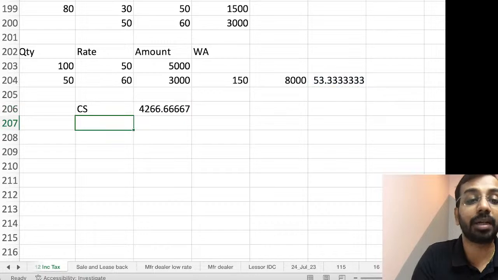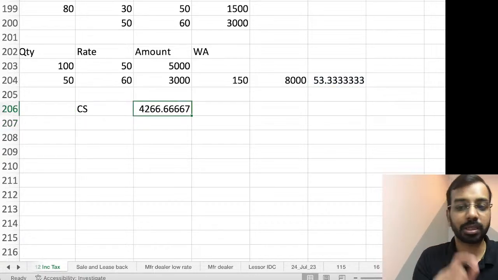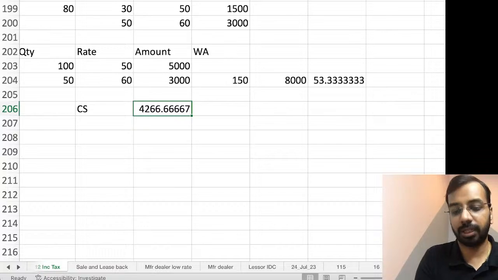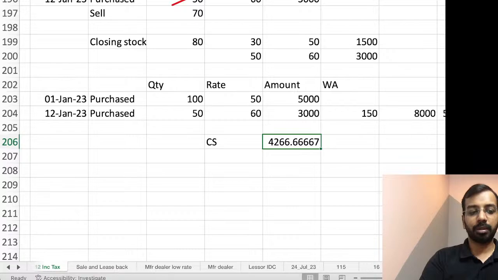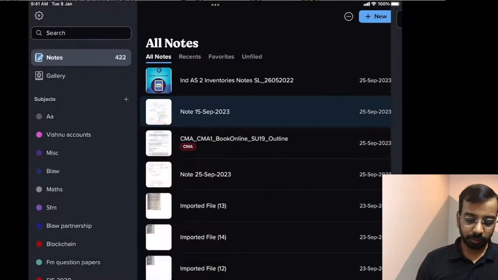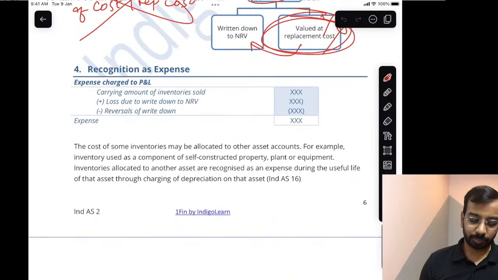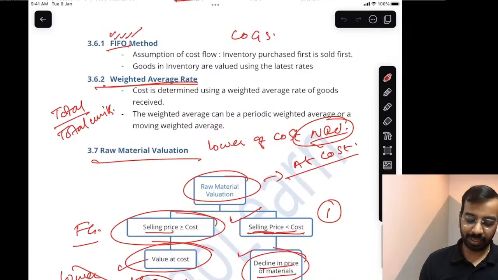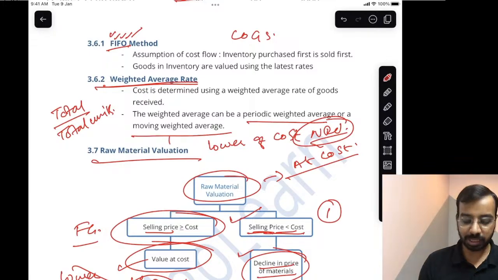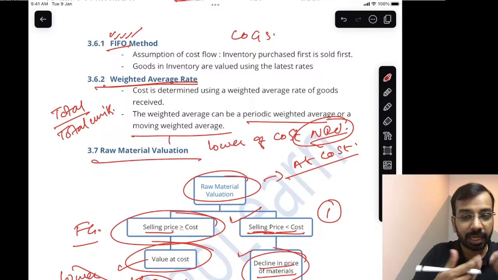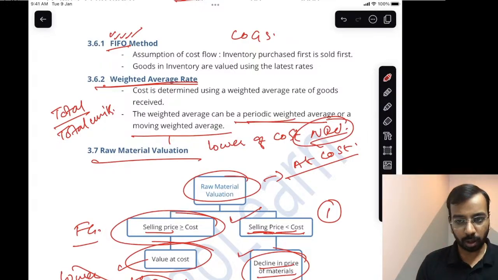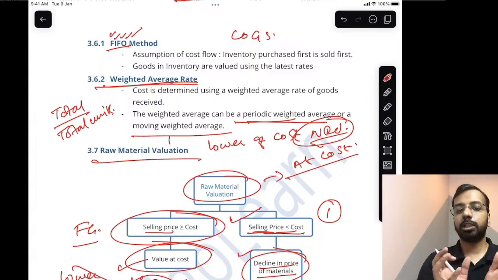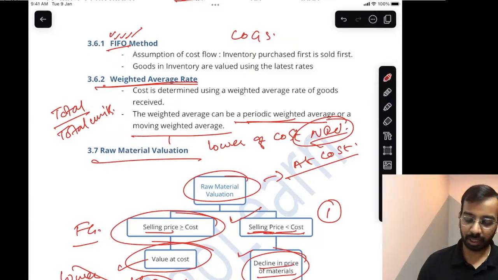So the way you value inventory has a huge impact on the profit, because inventory changes, your profitability changes, right? So that is what you have to keep in mind, how to calculate under both the methods. And please note, weighted average can be periodic weighted average or a moving weighted average. Moving weighted average means after every purchase you will update the weighted average calculation. Periodic weighted average means total cost divided by total number of units, you will get the weighted average calculation for that period.